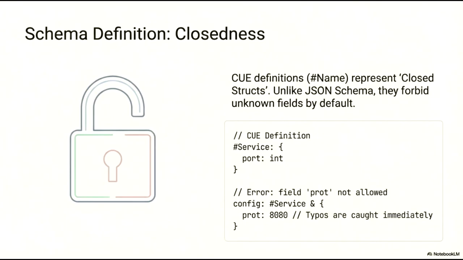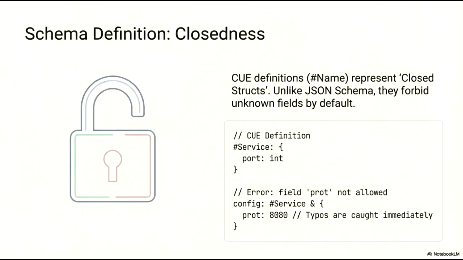Let's explore the concept of closedness in Q schema definitions. In Q, definitions, prefixed with a hash symbol, like #service, represent what are called closed structs. A key differentiator from JSON schema is that these definitions forbid unknown fields by default.